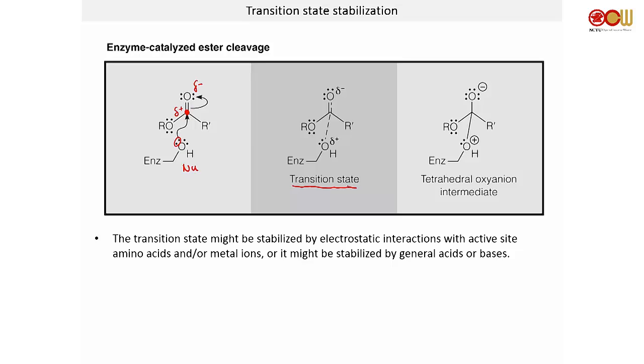Now, what you have here is I want to make this electron attack this carbonyl center, and let's say this is the transition state. What can I do to stabilize the transition state? Obviously you have a partial negative right here. So you can imagine if you have some kind of a positive right here, that can stabilize your transition state. Here it says that the transition state might be stabilized by electrostatic interaction with the active site amino acids and/or metal ions, or it might be stabilized by general acids or bases. You'll see that in just a minute.